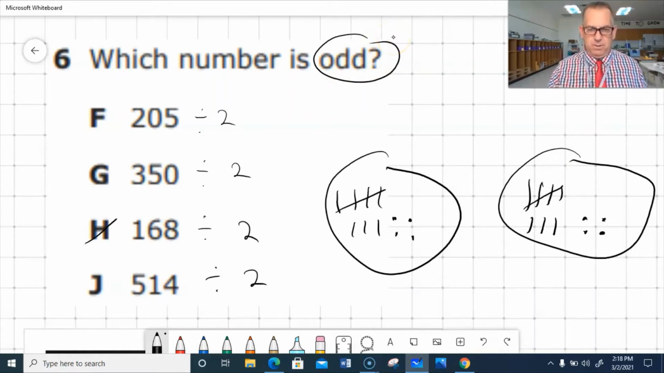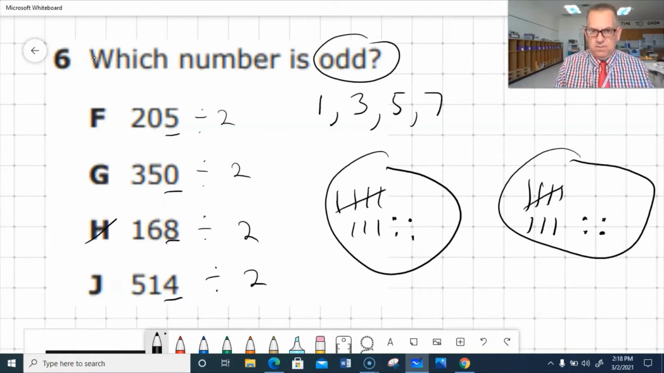But there's a quicker way of doing it. We can just look at the ones place. No matter how large the number is, and no matter what the other digits are, the ones place is really going to tell us whether the number is even or odd. So all my odd numbers, if I have these numbers in the ones place, that means the entire number is odd. So if I have a 1, a 3, a 5, a 7, or a 9 in the ones place, that would make that an odd number.